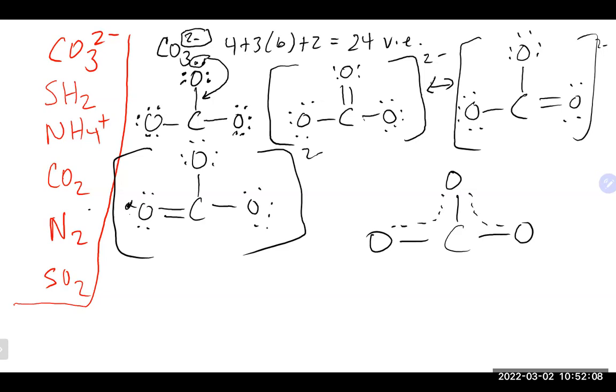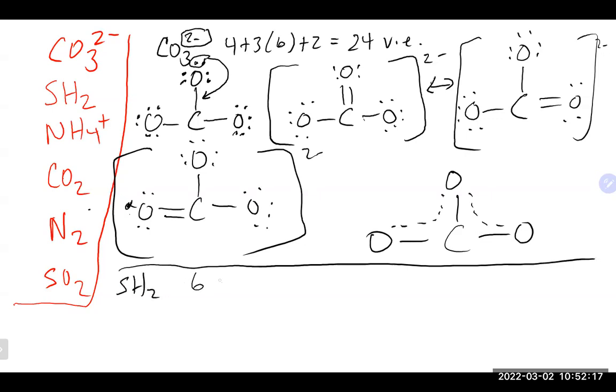All right, then let's take a look at SH2 down here. So SH2, we have 6 for the sulfur plus 2 times 1 for the hydrogens, which is 8. Since hydrogen cannot be in the center, that leaves sulfur in the center with hydrogen on each side. At this point, we're going to make single bonds. That is 4 electrons. We have 4 more to go.